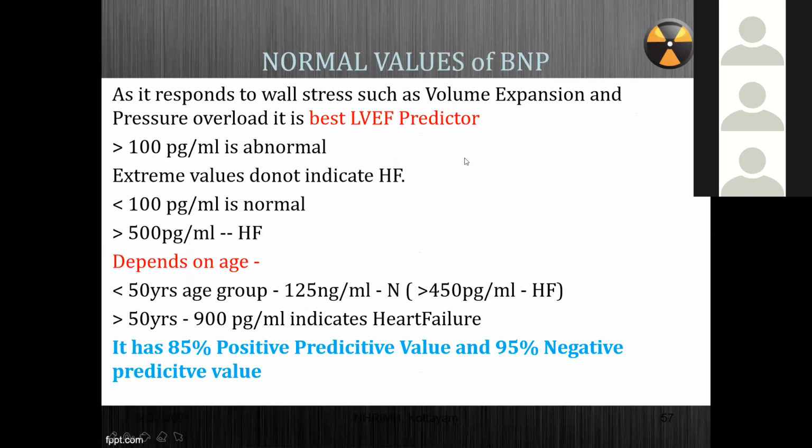So what are the normal values of BNP? Brain natriuretic peptide, usually, I am saying as a UG student or some student, I can say that.